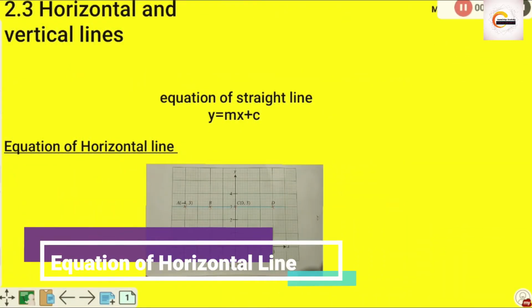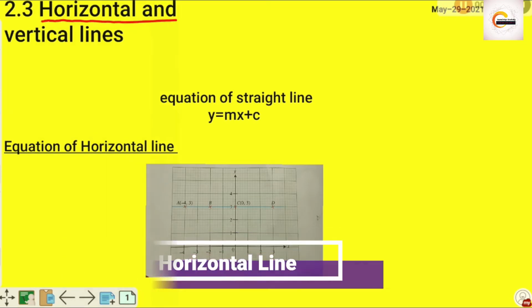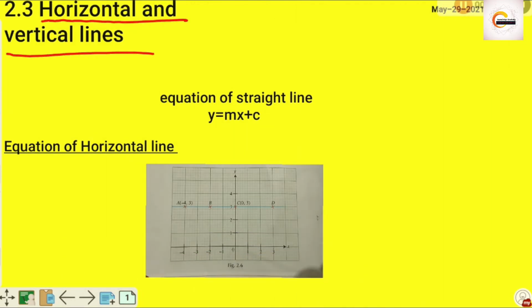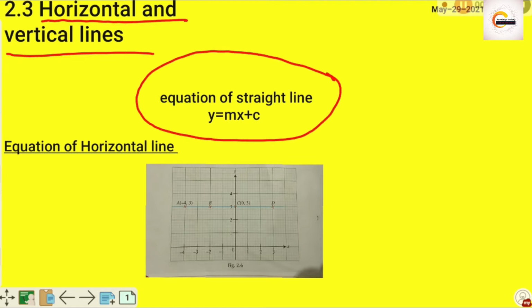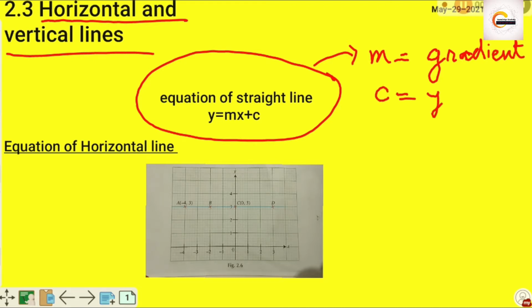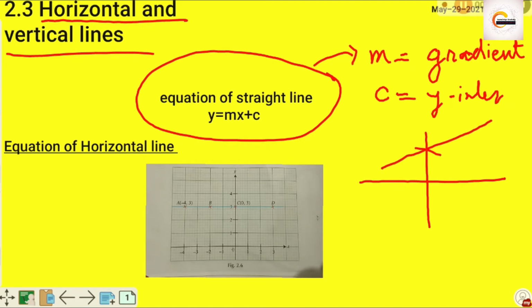Okay, now our topic is going to be horizontal and vertical lines. As we have discussed before, the equation of the straight line is y equals mx plus c, where m is the gradient and c is the y-intercept. The y-intercept, I have told you before, is the point at which the line cuts the y-axis. So this is called the y-intercept.